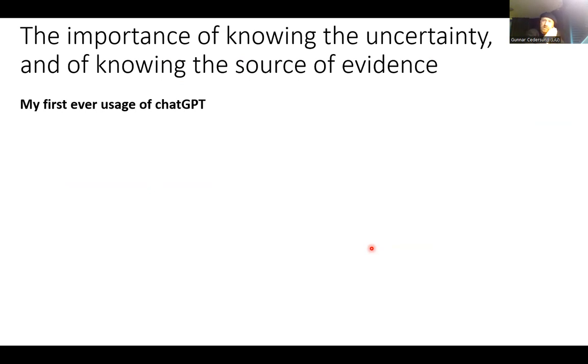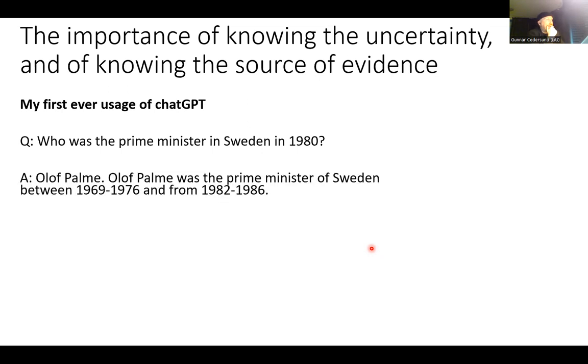Another comparison. So here we have ChatGPT, which is very, very popular nowadays, but is the result of lots and lots of research over many years. Since there was this hype, I tested it out about a year ago when it came. And then I asked it, who was the prime minister in Sweden in 1980? And it says Olof Palme.